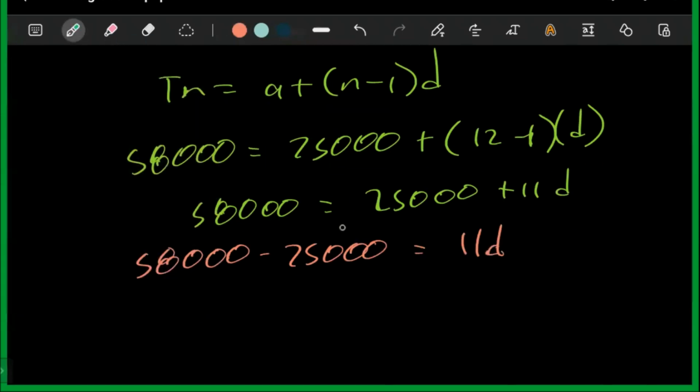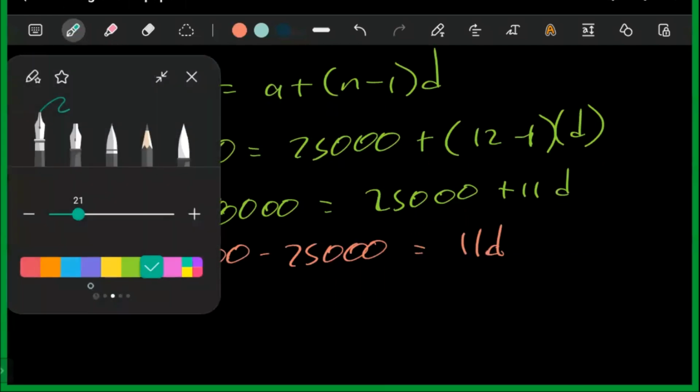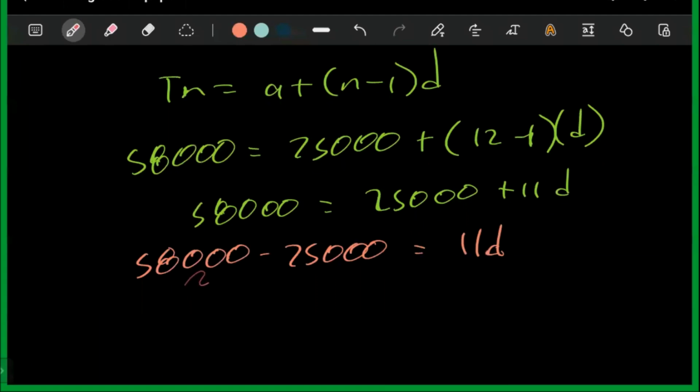So all this being said, right? Let's see. 58,000 minus 25,000. What do we get there? That's like 25,000 plus 8,000, which is like 33,000.